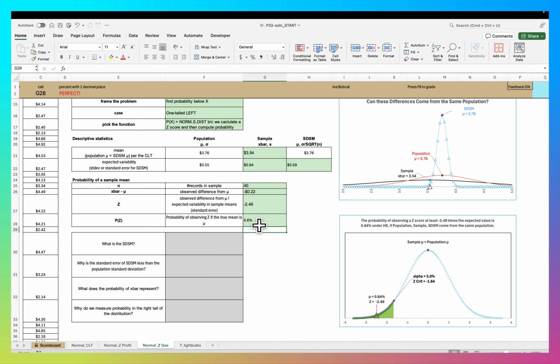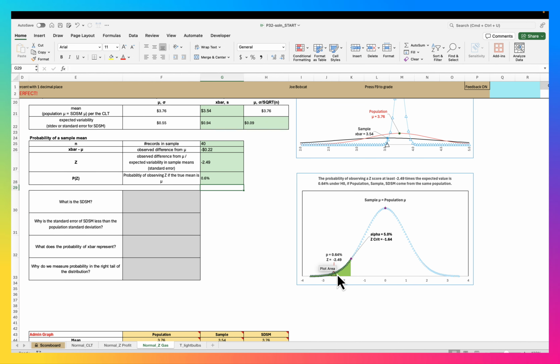That's a pretty low probability, 0.6%. You can actually see it graphed here. The probability is shown as 0.64, but it's the same. And then there's the z value of negative 2.49, so we're in the green area. When you're in this green area, statisticians would say maybe that sample didn't really come from the population. Maybe that sample is representing a different population. We'll talk about that more in our next unit.